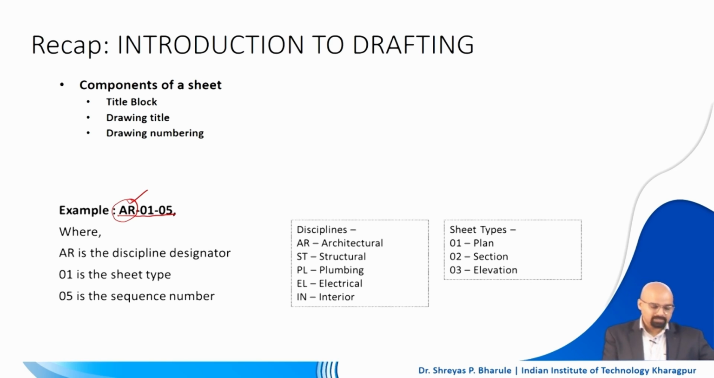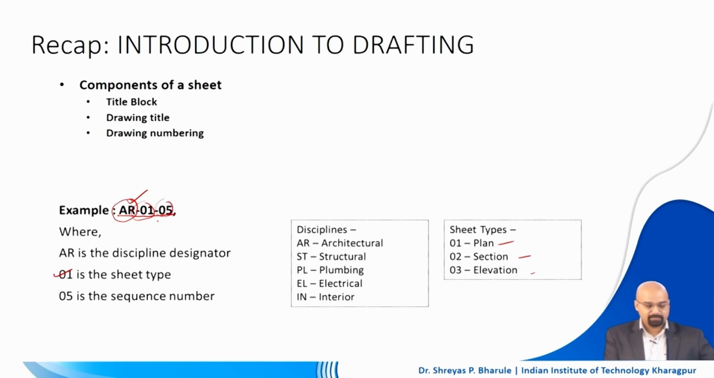Second, you mention the type of sheet it is. So what type of sheet is it? Is it a plan sheet, is it a section sheet, or is it an elevation sheet? That you represent in the second slot of this particular drawing numbering. And then the number of the sheets that are there.